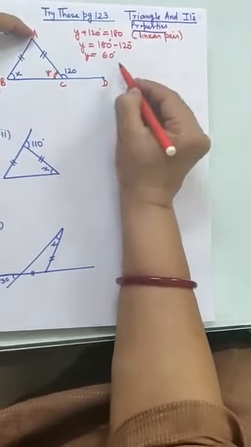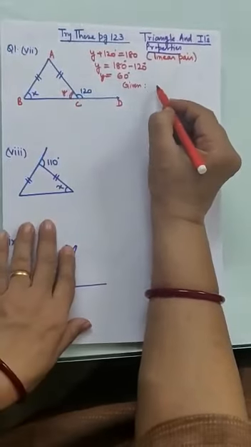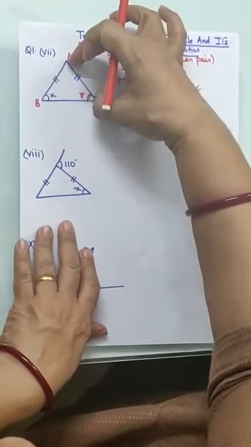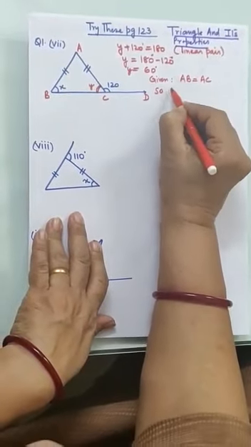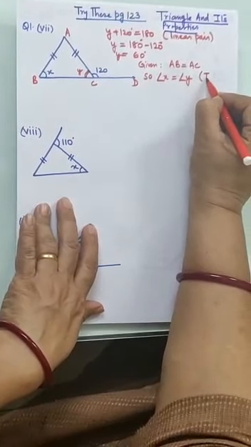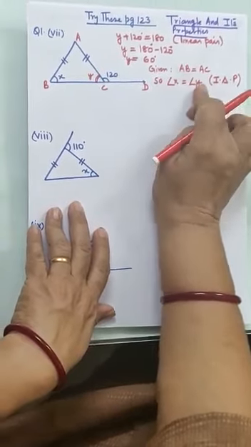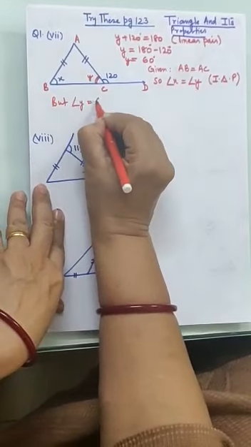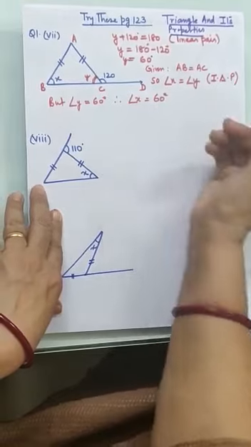Now it is given that AB is equal to AC. So angle x will be equal to angle y, that is by isosceles triangle property. Now we have already found out angle y, and angle y is equal to 60 degrees. Therefore angle x is also equal to 60 degrees. Is it clear?